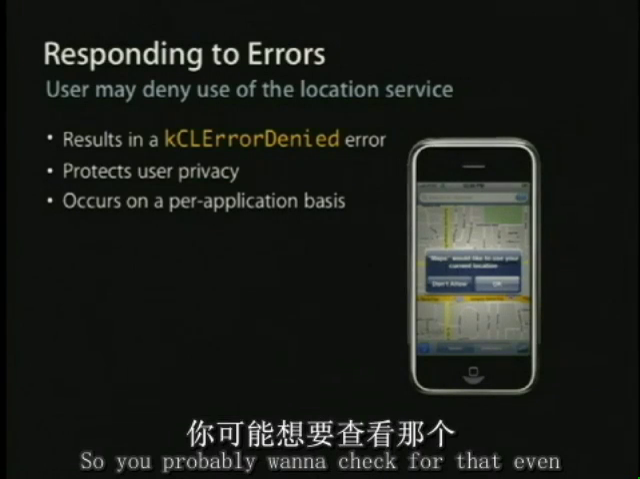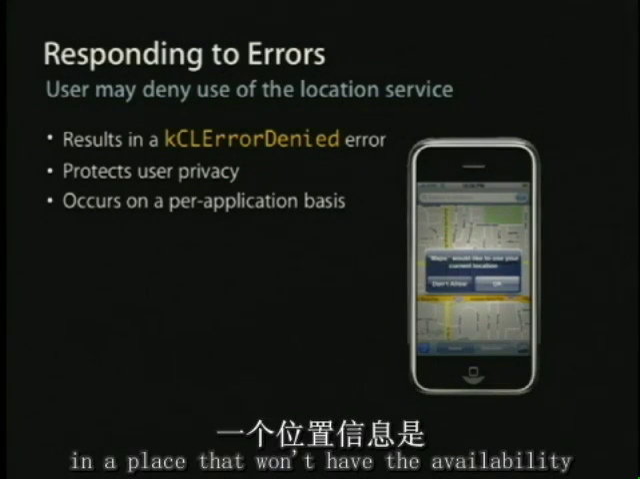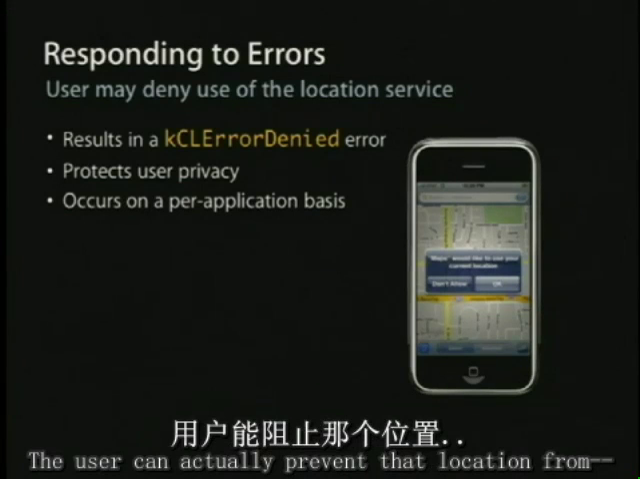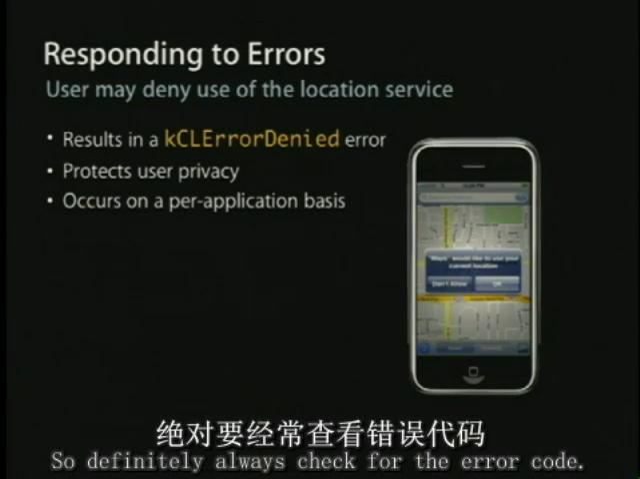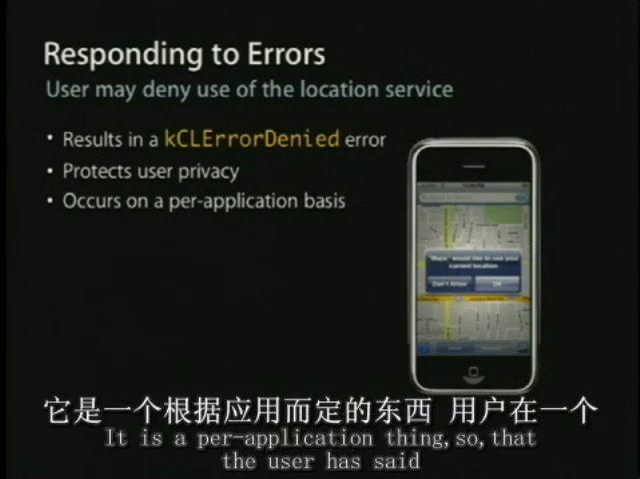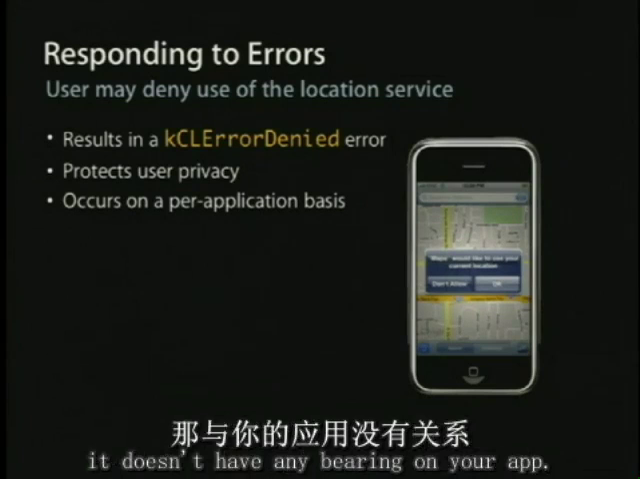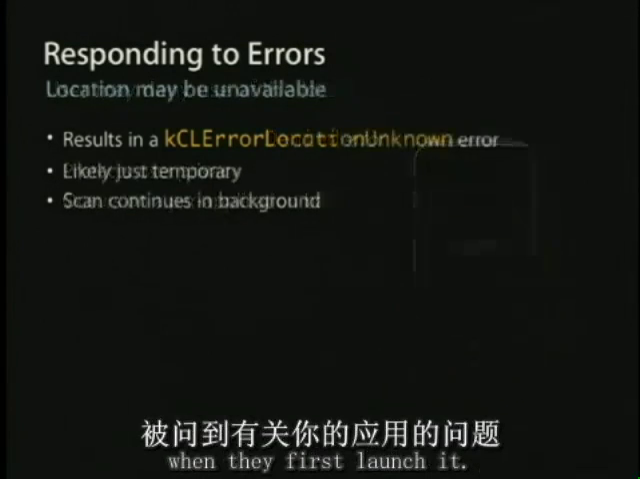So you probably want to check for that. Even if you don't think your application is going to be used in a place that won't have the availability of location information, the user can actually prevent that location information from being available. So definitely always check for the error code. It is a per application thing, so if the user has said in one application that they're okay with location updates being available, it doesn't have any bearing on your app. They're still going to be asked about your app when they first launch it.